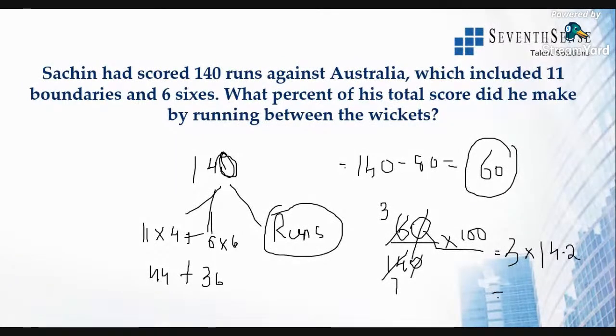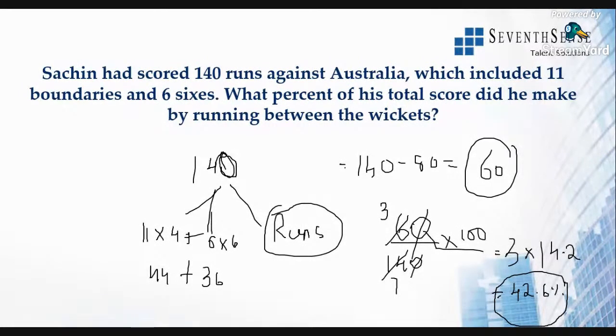So what will this be? 14.2 into 3. 14 into 3 is 42, 0.2 into 3 is 0.6. So it will be 42.6%. So he made 42.6%. Guys, it's not 42.8, it's 42.6.